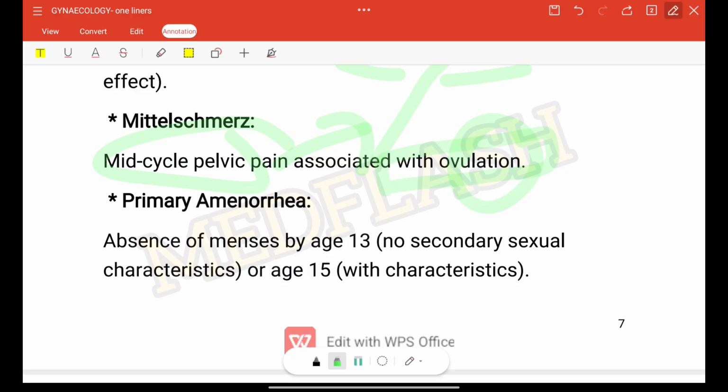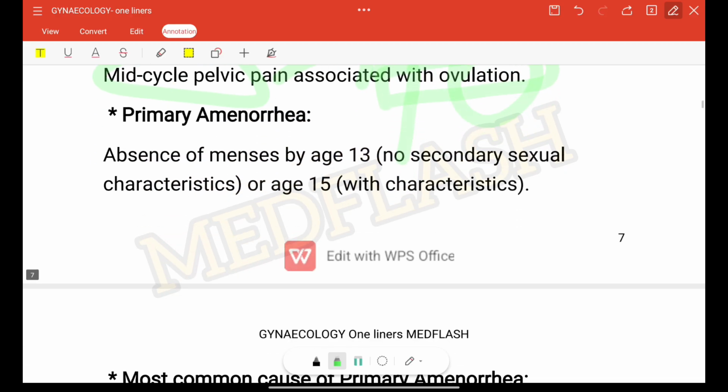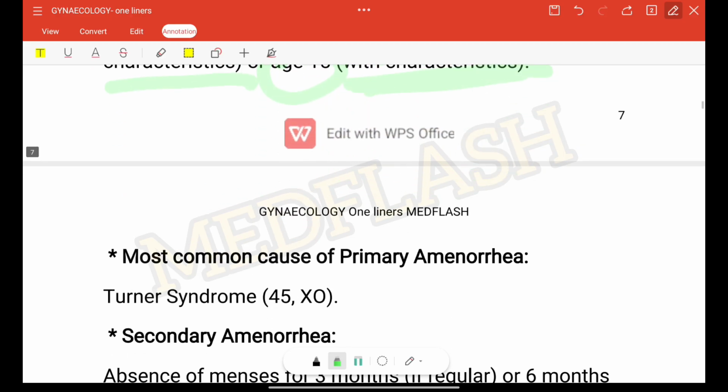Primary amenorrhea, absence of menses by age 13 with no secondary sexual characteristics, or absence of menses by age 15 with the presence of secondary sexual characteristics. Understood? The most common cause of primary amenorrhea is Turner syndrome.